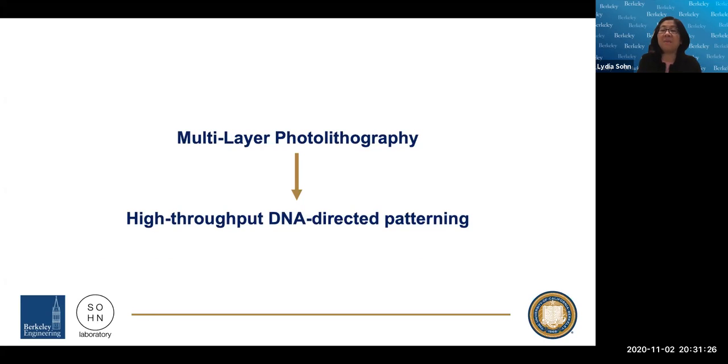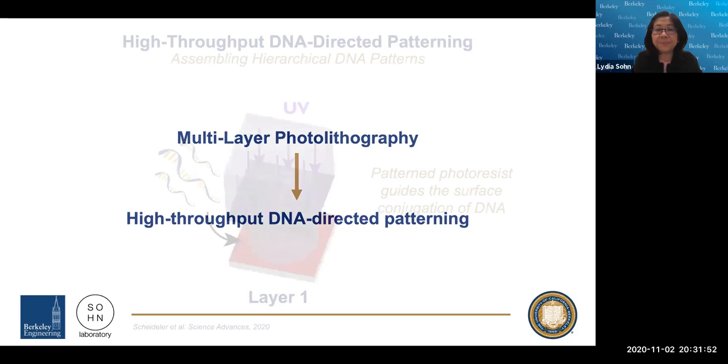We're experts in lithography, different lithographic techniques. And what we realized is that you could do multi-layer photolithography to do your DNA-directed patterning. And in this way, instead of exposing and patterning pixel by pixel, you could then pattern arrays of different areas of oligos all on a large substrate. And in this way, it's high throughput because it's a parallel process.